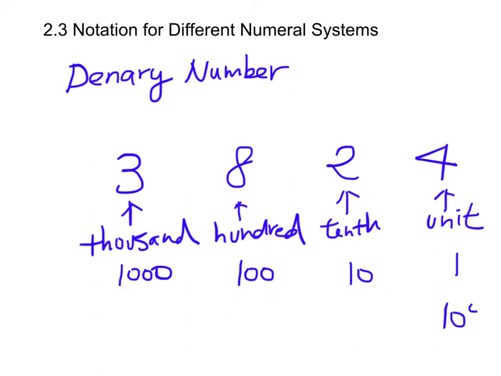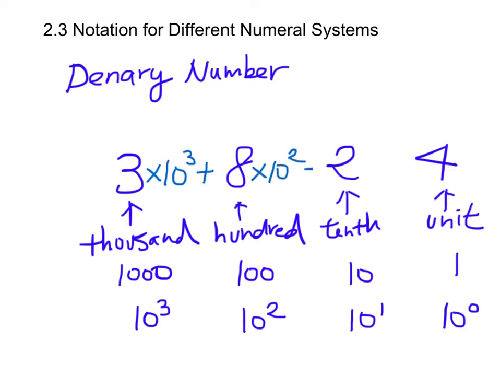These are 10 to the power 0, 10 to the power 1, 10 squared, and 10 to the power 3. So 3,824 in Denary actually means 3 times 10 to the power 3, plus 8 times 10 squared, plus 2 times 10 to the power 1, plus 4 times 1.